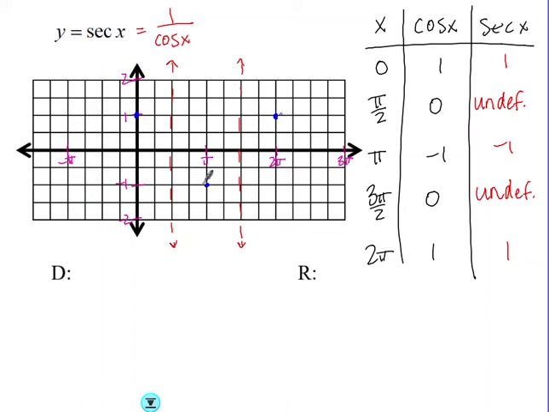So our graph for secant is going to be very similar to our graph for cosecant. We are again going to have these little U-shaped parts of the graph. If we continue this pattern, we are going to have some more vertical asymptotes, and the U-shaped pieces of the graph are going to alternate positive and negative.